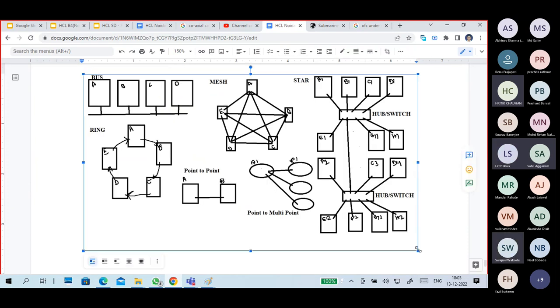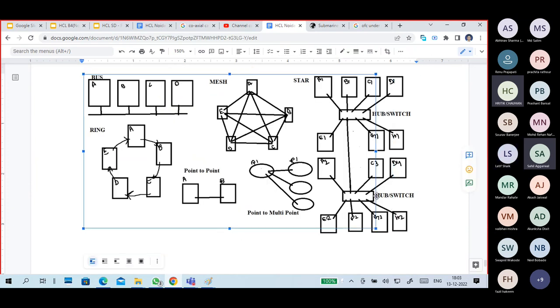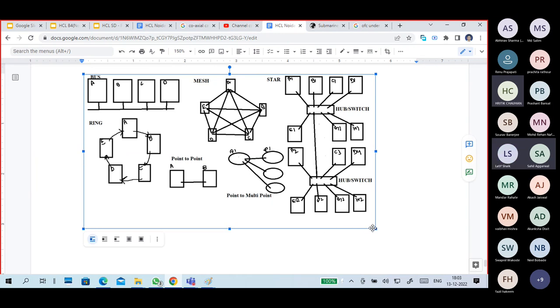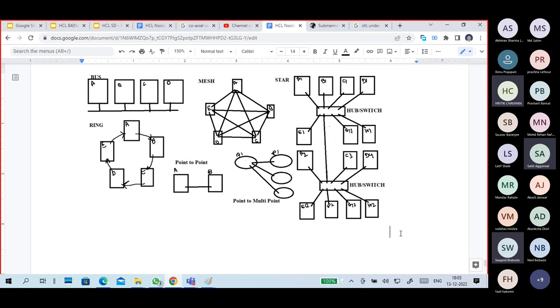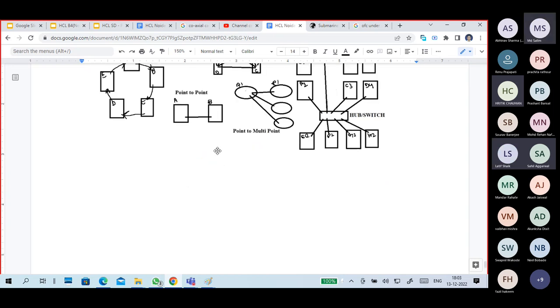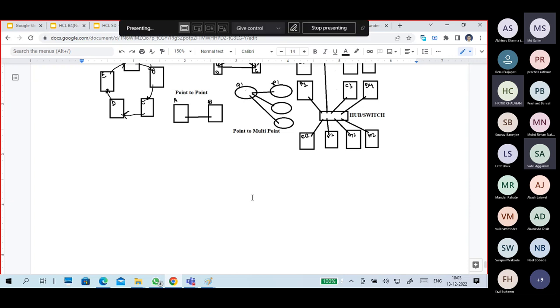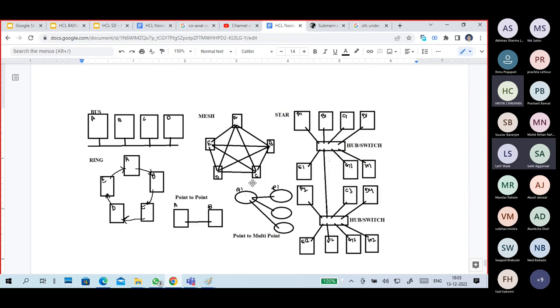Comparing all those topology methods, which is used more often? We are using star topology. For security purpose, which is very good? Mesh topology. In security purpose, sir? Securing also, mesh topology.